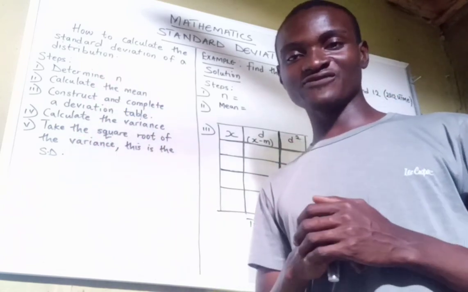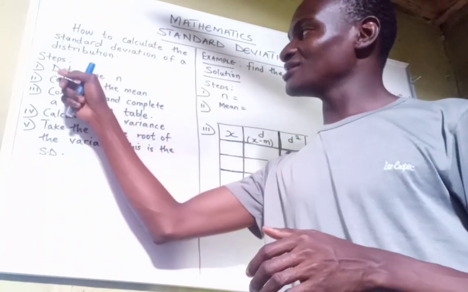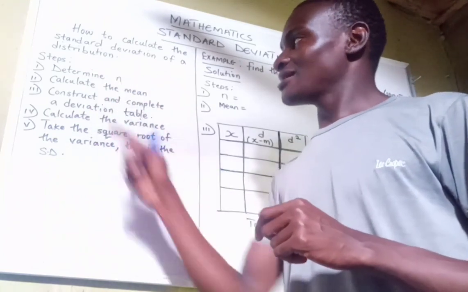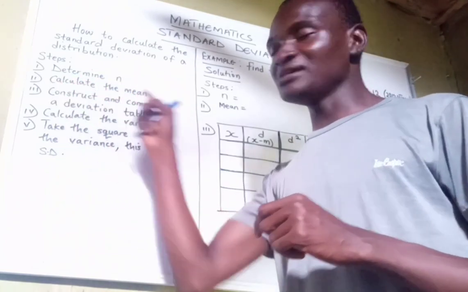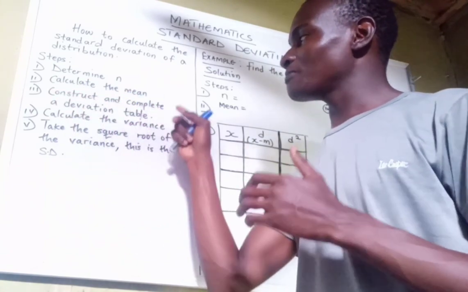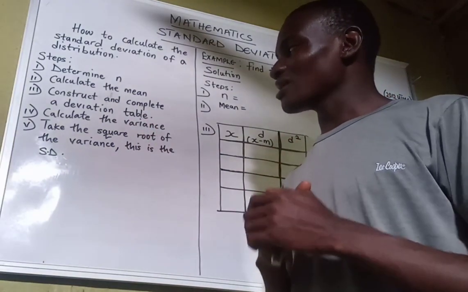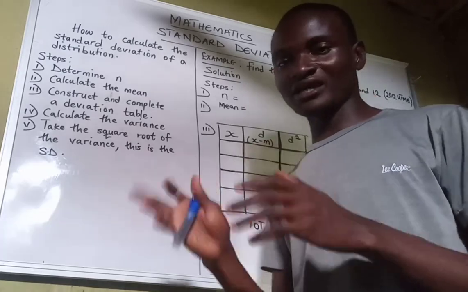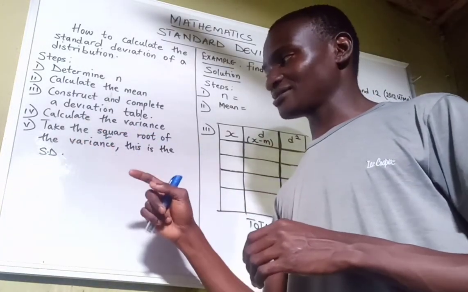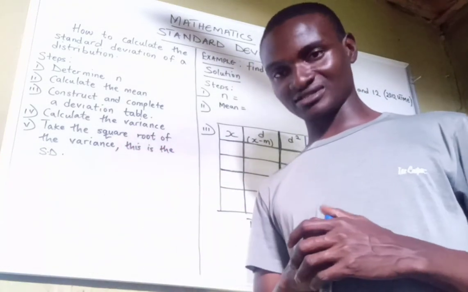What are the steps you have to follow in order to find the standard deviation of a distribution? The first one is to determine n. The second step is to calculate the mean of the distribution. The third step is to construct and complete a deviation table. The next one is to calculate the variance of that distribution. And finally, you want to take the square root of the variance. This is the standard deviation.